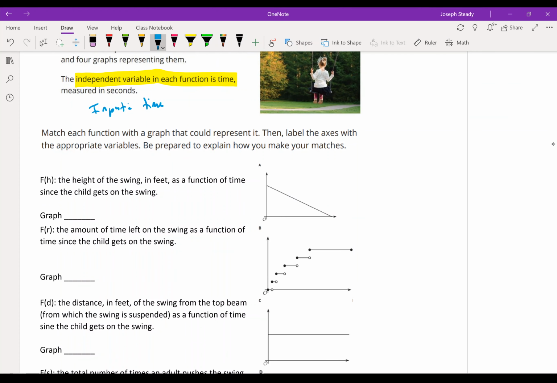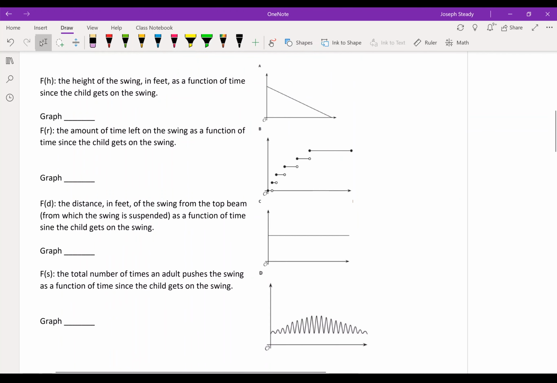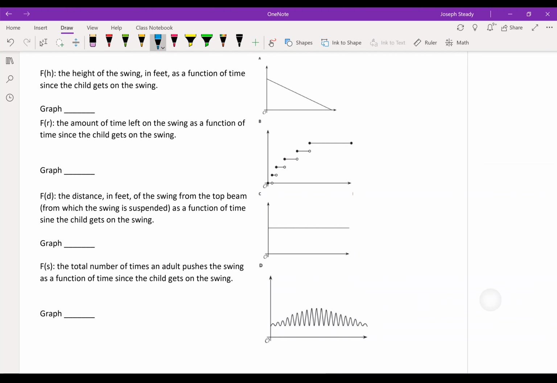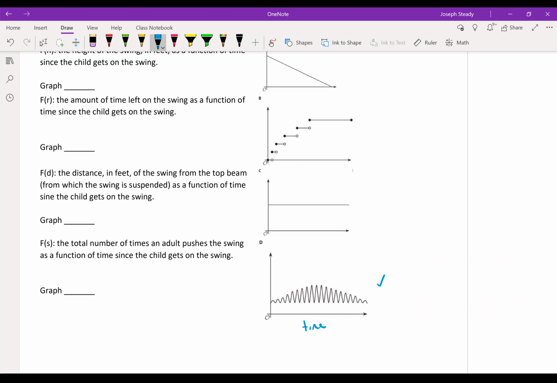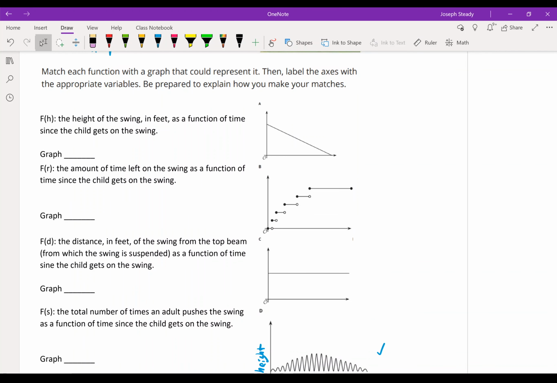F of h, the height of the swing in feet as a function of time since the child gets on a swing. Well, when I think about this, if you're on a swing and you start swinging back and forth, your height starts at the bottom, and then it goes up and down and up and down over and over and over again. And then eventually you slow down your swinging and you stop and get off. So I need a graph that goes up and down and up and down, which is exactly what graph D does. On graph D, this is time down here, and this is height, which means that f of h matches with graph D.